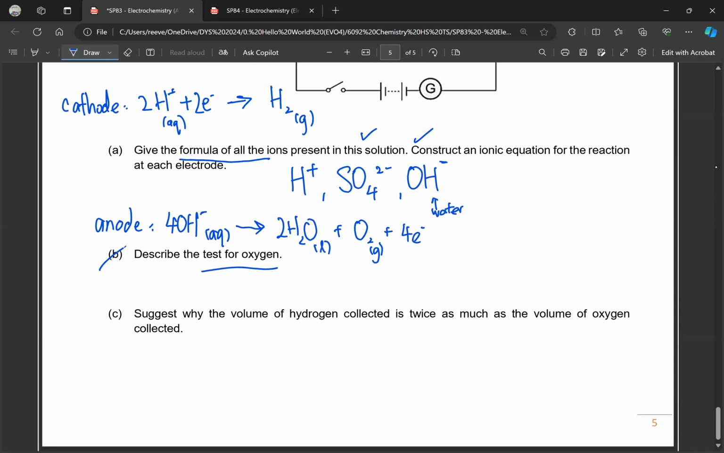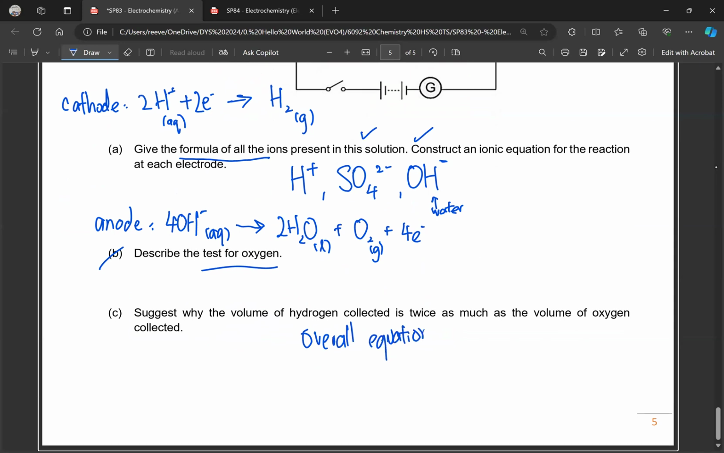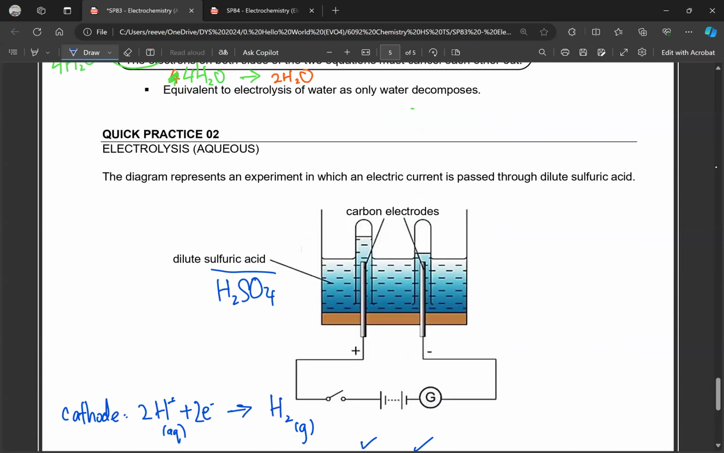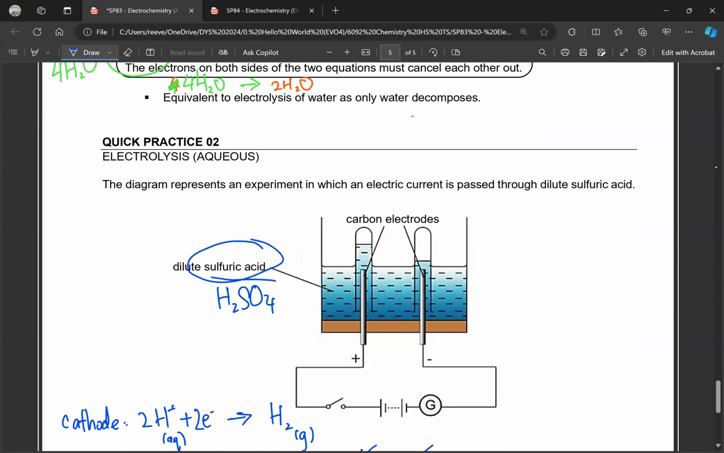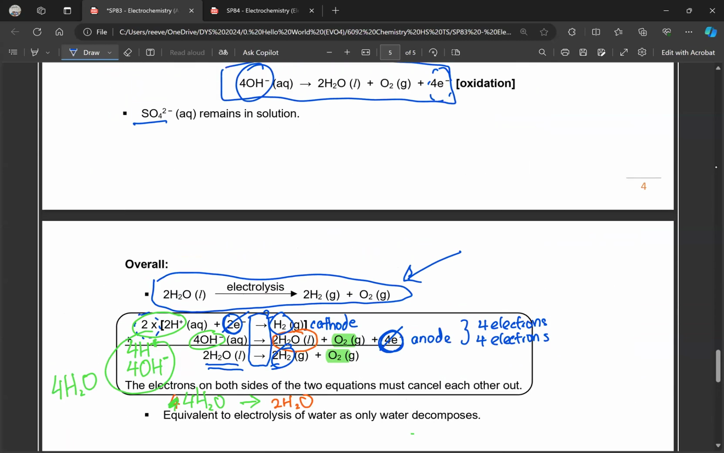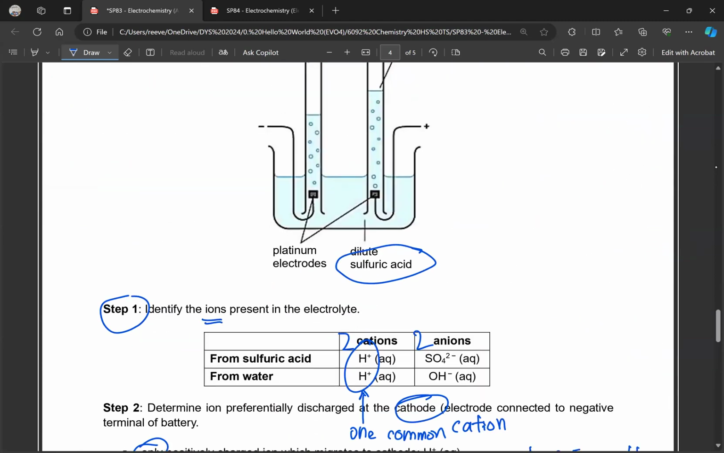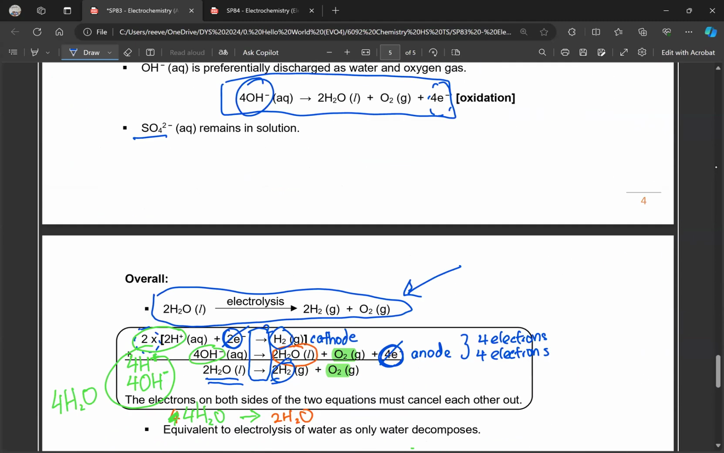So I'll not talk about part B. Part B done. Part C: explain why the volume of hydrogen collected is twice as much as the volume of oxygen. This would mean I need the overall equation. You can do what I did just now, times 2, then balance. But because it is sulfuric acid, and just now my example was also sulfuric acid, I will jump. The answer is this one, overall.